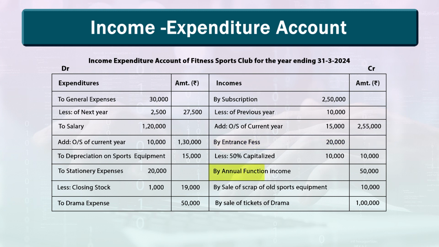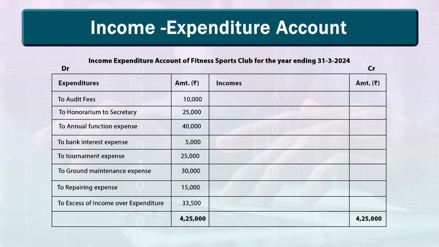Then we have annual function income of rupees 50,000. Further, there is sale of scrap of old sports equipment of rupees 10,000. Then we have sale of tickets of drama of rupees 1 lakh. The total of income side is 4,25,000 rupees. The excess of income over expenditure is 33,500 rupees.